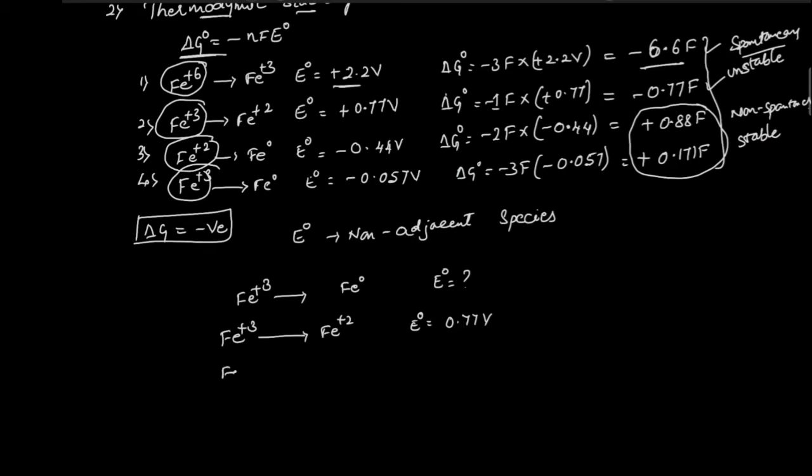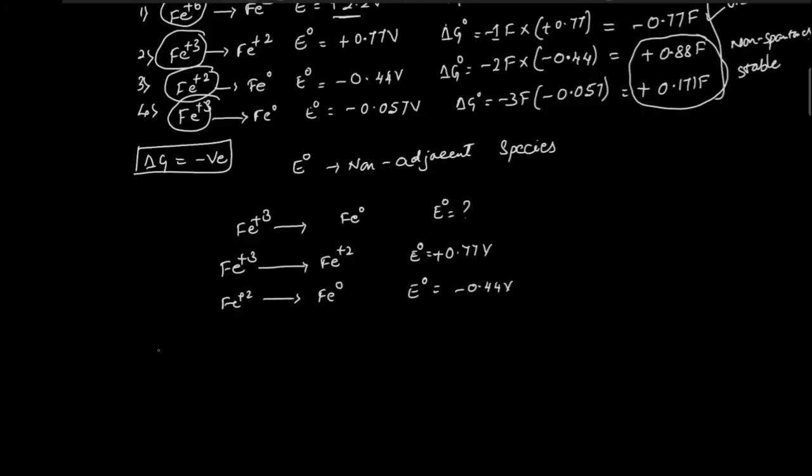0.77 volt, and Fe plus 2 to Fe0. The E naught value for this reaction is minus 0.44 volt. This is a plus value. Let's see. Now we will construct it again.